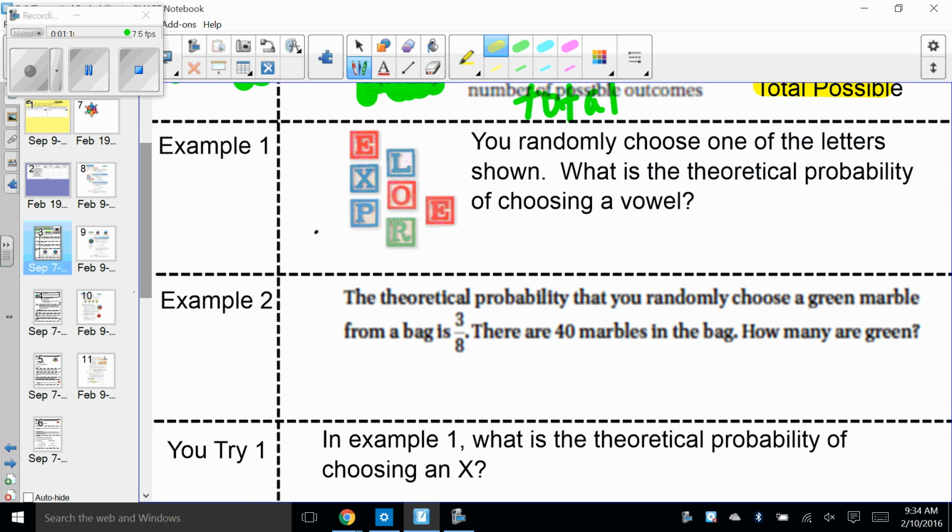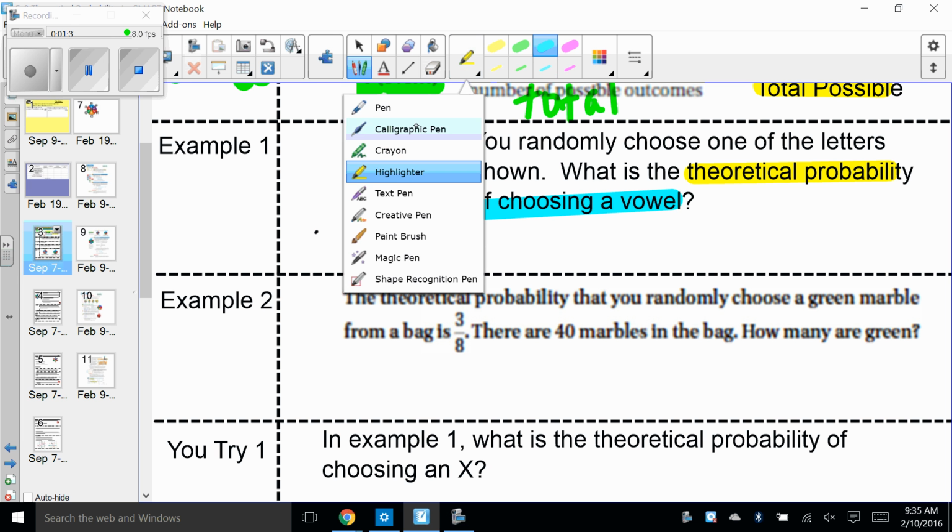So let's take a look at a real example. In example 1, you see these blocks here. And it's saying you randomly choose one of the letters shown. What is the theoretical probability? Again, no experiment happening. We're just talking about what should happen using good math. It's kind of like an educated guess in our work today. You maybe heard that expression in elementary school. What's the chance of choosing a vowel?